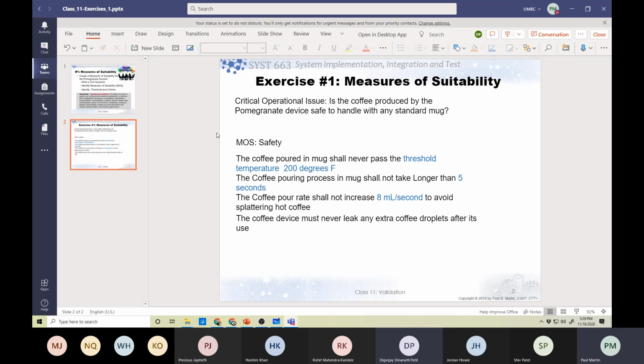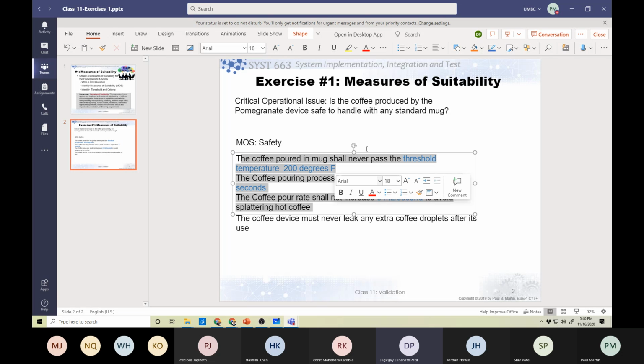Our question is: is the coffee produced by the pomegranate device safe to handle with any standard mugs? So the safety MOS is measure of suitability. We came up with four actually. The coffee poured in the mug shall never pass the threshold temperature of 200 degrees. So that's a temperature threshold.